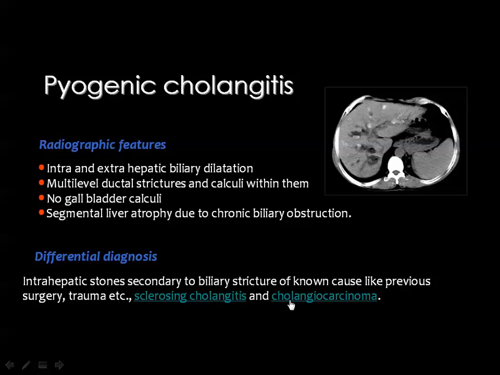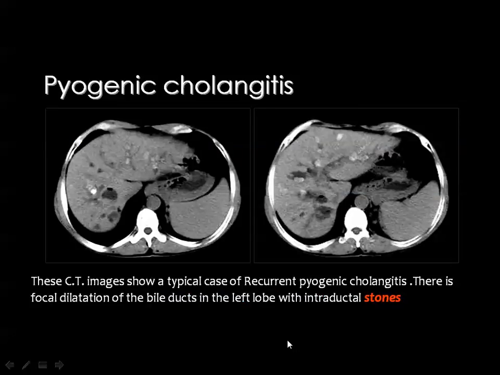The diagnostic findings for pyogenic cholangitis or even sclerosing cholangitis is to detect multiple biliary strictures alternating with dilated bile ducts, and the presence of calculi inside the dilated biliary radicals is suggestive of pyogenic cholangitis rather than sclerosing cholangitis, although sclerosing cholangitis may be associated with some percentage of stone formation as well.